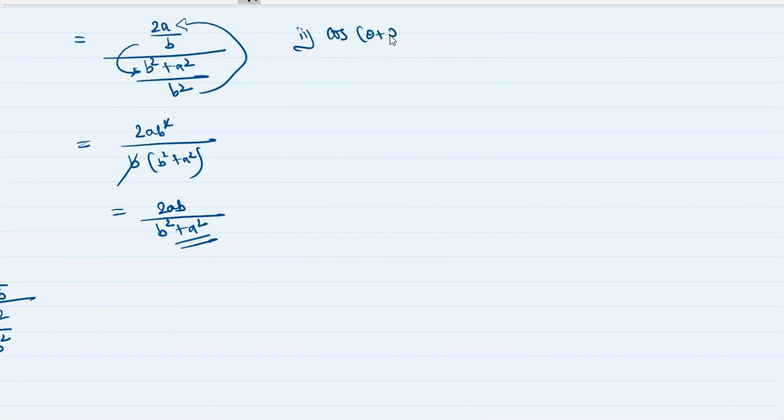Cos of theta plus phi. I know that the formula for cos 2 theta in terms of tan is cos 2 theta is equal to 1 minus tan square theta upon 1 plus tan square theta in the denominator. So that is the formula.